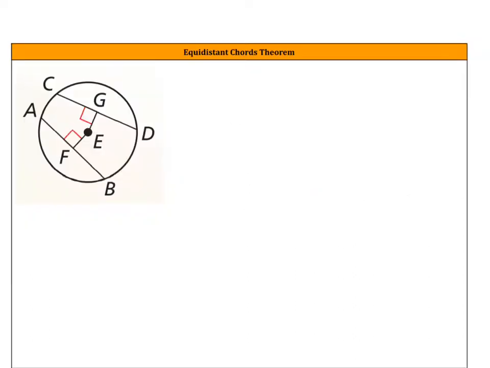Okay, moving into our very last theorem. This theorem is called the equidistant chords theorem. Now, this word equidistant, we've seen it once before, but let us review and recall what the definition is. Equidistant means equal distance. In other words, you have two objects that are the same distance apart from, say, a third object.